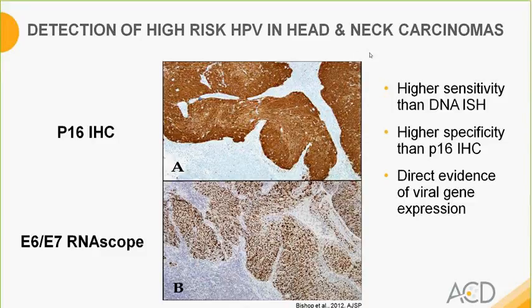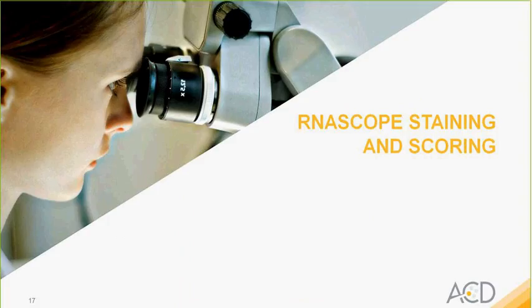In comparison to these other assays, such as DNA in situ hybridization for HPV, or P16 IHC, with P16 representing a surrogate marker, a protein that is expressed downstream of HPV infection, the RNAscope assay has shown superior performance with higher sensitivity than DNA ISH and higher specificity than P16 IHC. Furthermore, the HPV RNA assay shows direct evidence of viral gene expression, which is really something that many of the investigators involved in these studies are hoping to see.